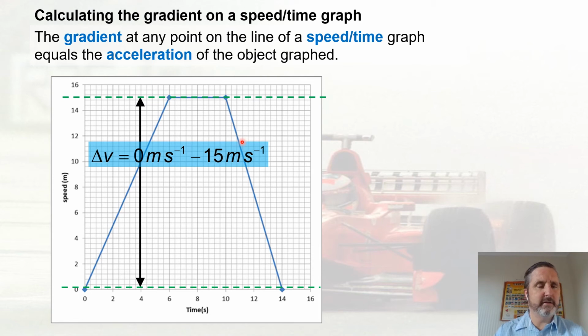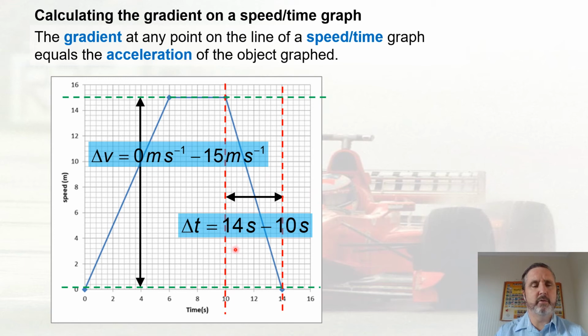Now let's calculate the change in time. I'm going to take the final value and subtract the initial one. So our final value is 14, our initial is 10. So we get the change in time is equal to 14 minus 10. Okay, so now we can find the gradient. The gradient is the change in the y value divided by the change in the x, or change in velocity divided by change in time, which we know equals acceleration. Acceleration equals change in velocity over change in time.